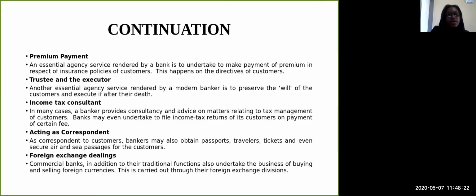The next agency function is premium payment. An essential agency service rendered by a bank is to undertake to make payments of premium in respect of insurance policies of customers. This happens on directives of customers.